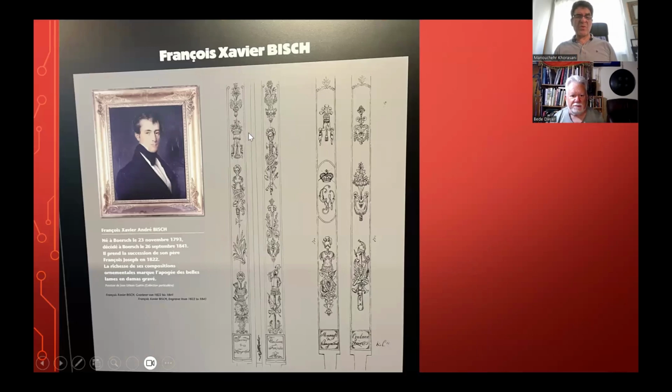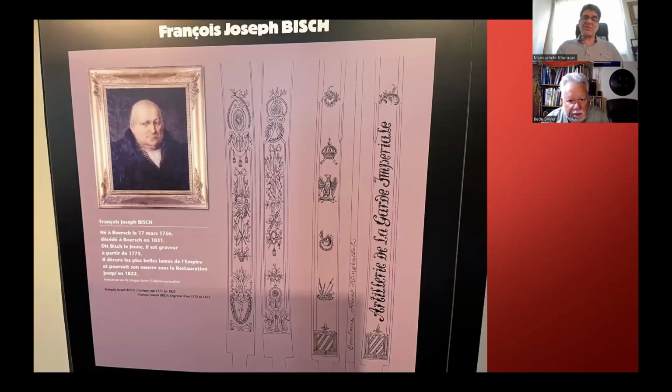Another famous one was Francois Xavier Biche. He also signed his work on the blades, and you can see some of his patterns. The thing is that this is just like jewelers' designs when they're making fine jewelry. It's for a sword, but the concept and the execution is pretty much the same. Then we have another one, Francois Joseph Biche. You can also read about their lives, and here in the museum they explain more about these gentlemen.